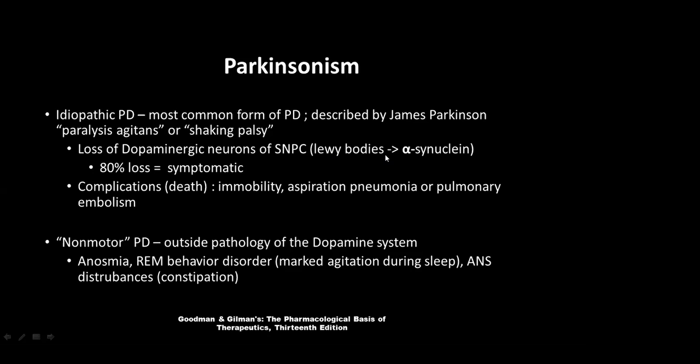So 80% loss of these neurons will cause symptomatic effects like the motor effects previously stated: the tremor, rigidity, akinesia, and postural instability. The most common causes of death of these patients are immobility, aspiration pneumonia, and pulmonary embolism.